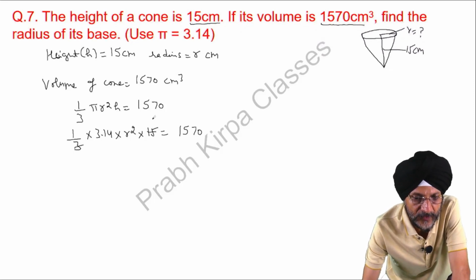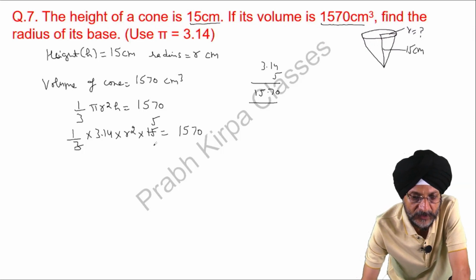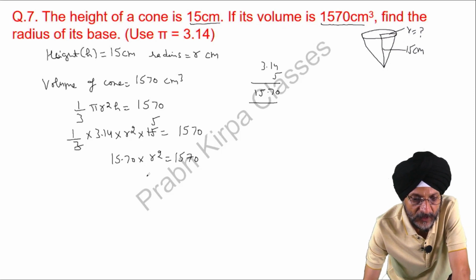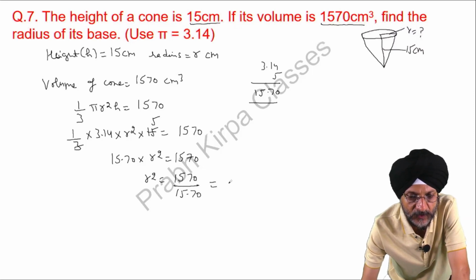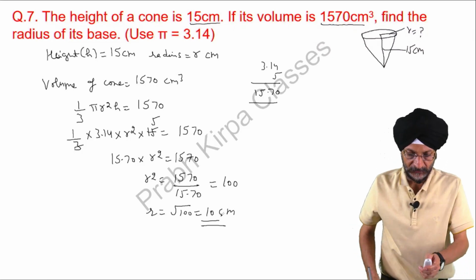We will cut. So 3.14 into 5. So this is r square is equal to 100. R is 10 centimeter. This is what we will have to calculate. Radius is equal to 10 centimeters.